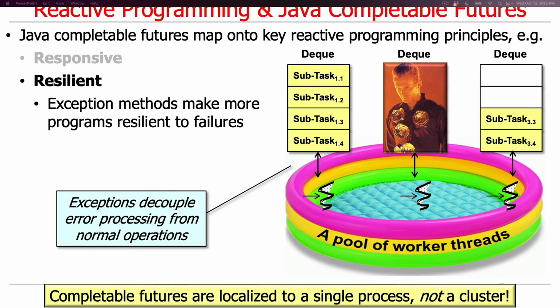Notice, by the way, that completable futures in Java, like parallel streams, are localized to a single process, not a cluster. So you can do cluster programming, but it's not going to be done with this. You could use other programming models like Hadoop or Spring or other things that could run in a cluster.